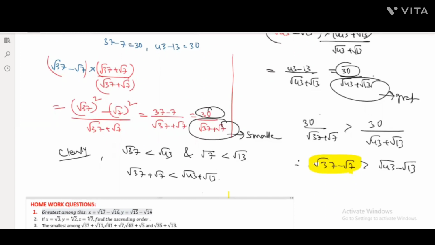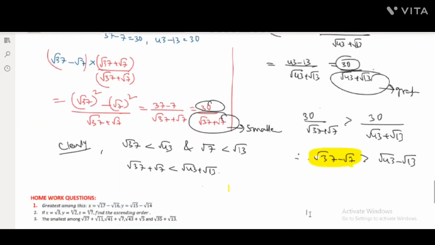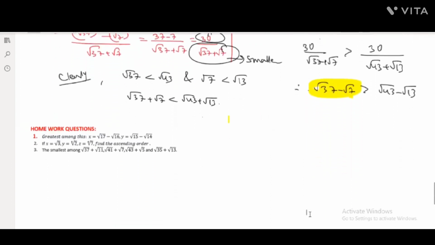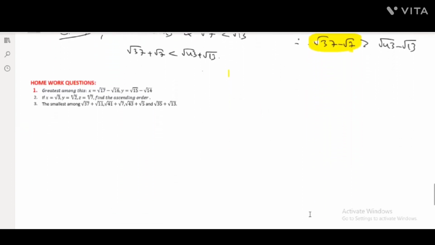So here are some questions for the homework. So please do these questions as the homework. So its solutions will be discussed in the next classes.